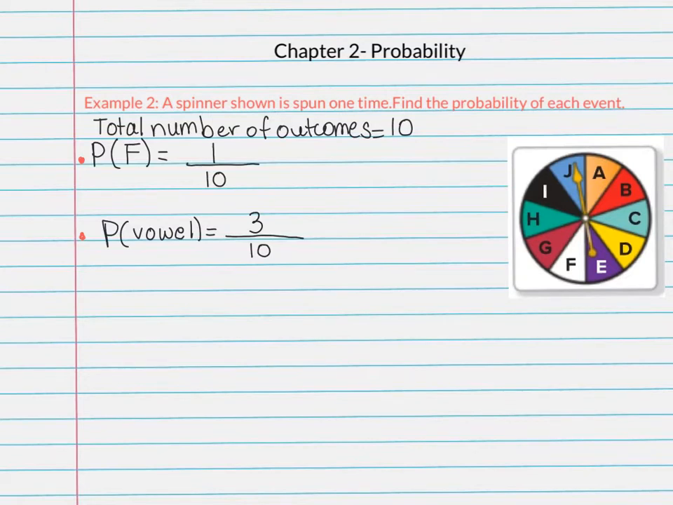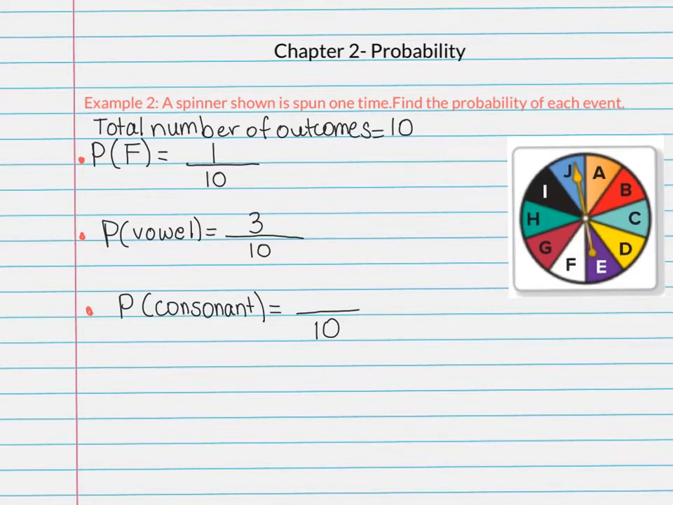Another example. When you spin the spinner, what's the probability of getting a consonant? To get a consonant, we know that consonants are the other letters in the English alphabet other than the vowels. So again, a probability is a fraction that has a denominator that is related to the total number of outcomes, which is 10. It does not change. We are still in the same question.